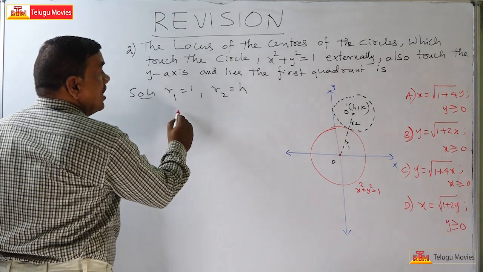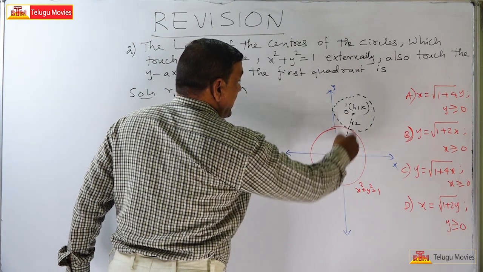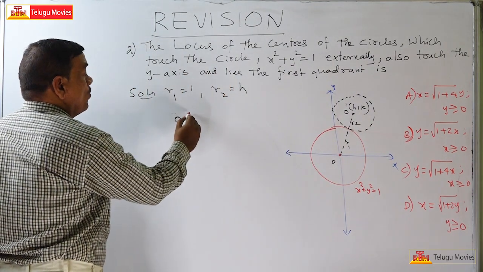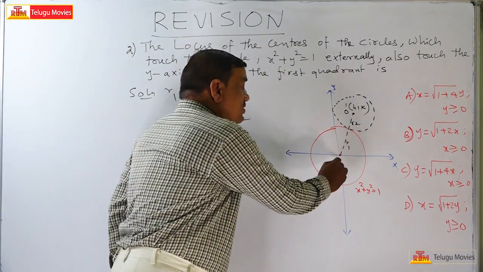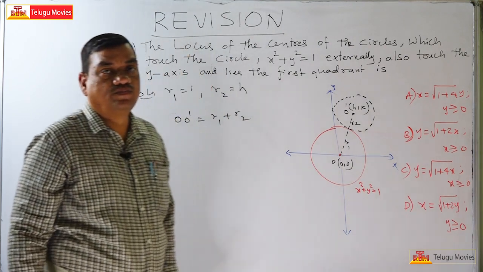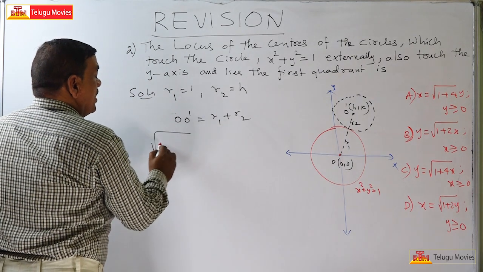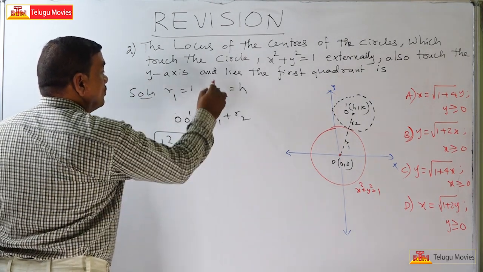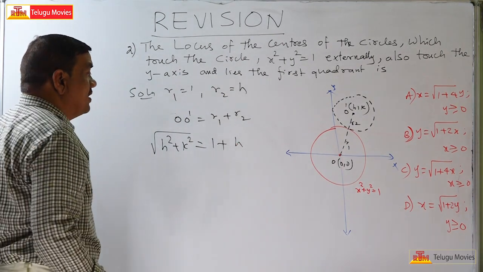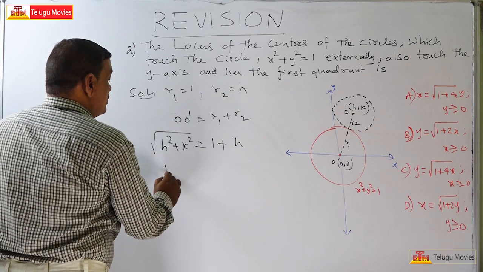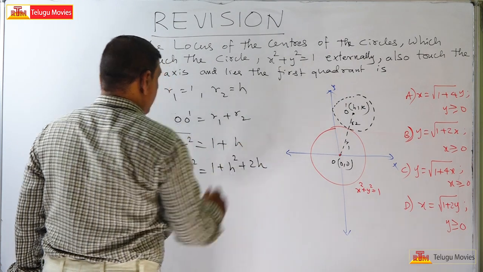So we know that R1. This is nothing but O O dash, and O O dash is equal to R1 plus R2. O is the center (0, 0). So the distance between these two is root of h square plus k square, which is equal to R1 plus R2, that is 1 plus h. Let us do the squaring on both sides. So h square plus k square is equal to 1 plus h square plus 2h.